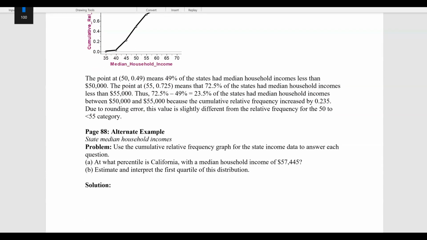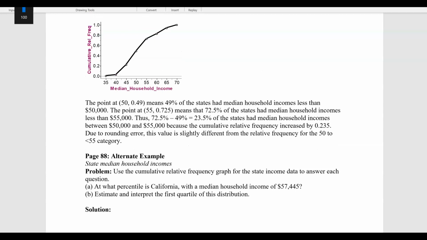They can relate to that. So down here, use the cumulative frequency graph for the state income data to answer each question. At what percentile is California with a median household income of $57,445? So $57,445, I'm going to say that's going to live right here. I'm going to do my best to come straight up to the graph and then straight over. So if you estimated that as about the 80th percentile, right? And I can see from your work here how you drew those lines in and would arrive at that. That would be a pretty good estimate.